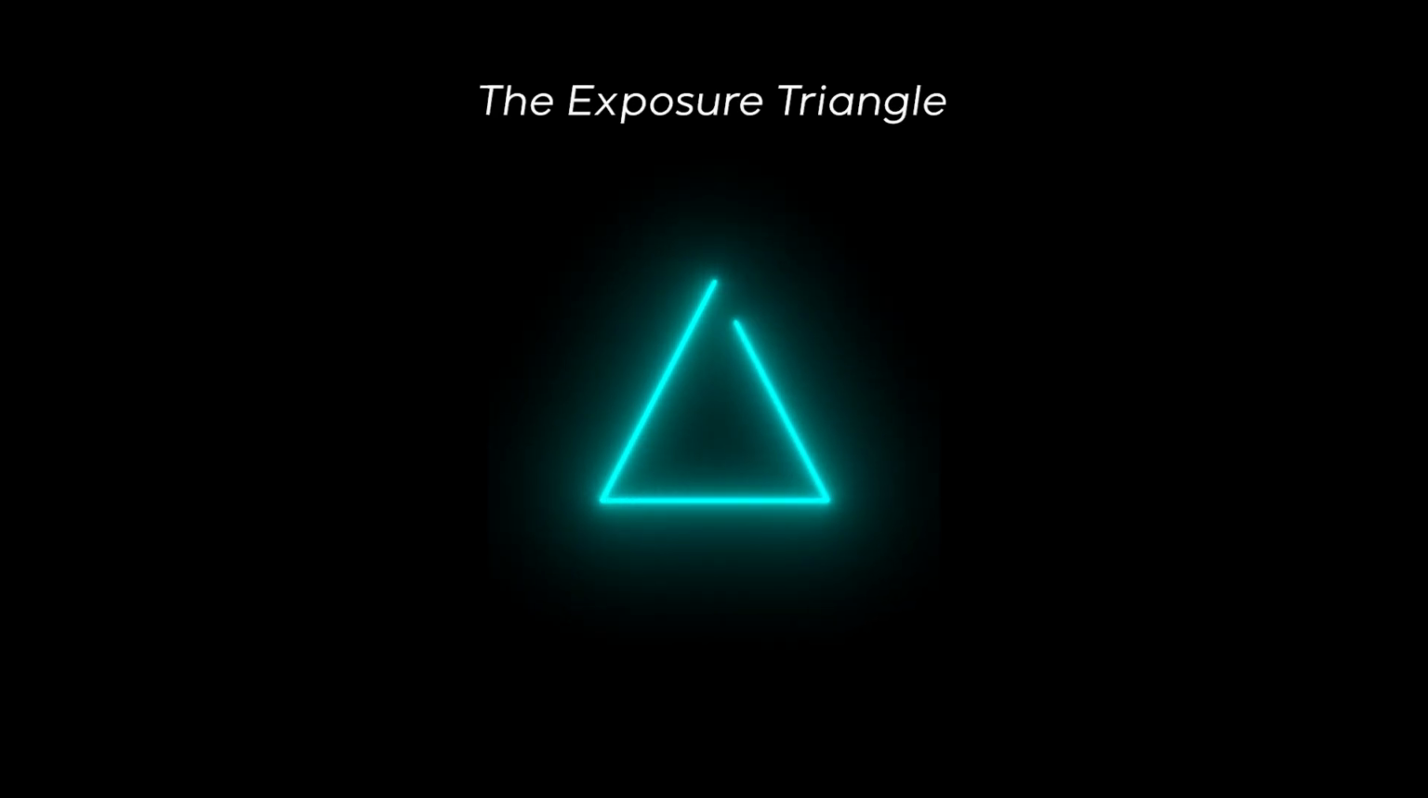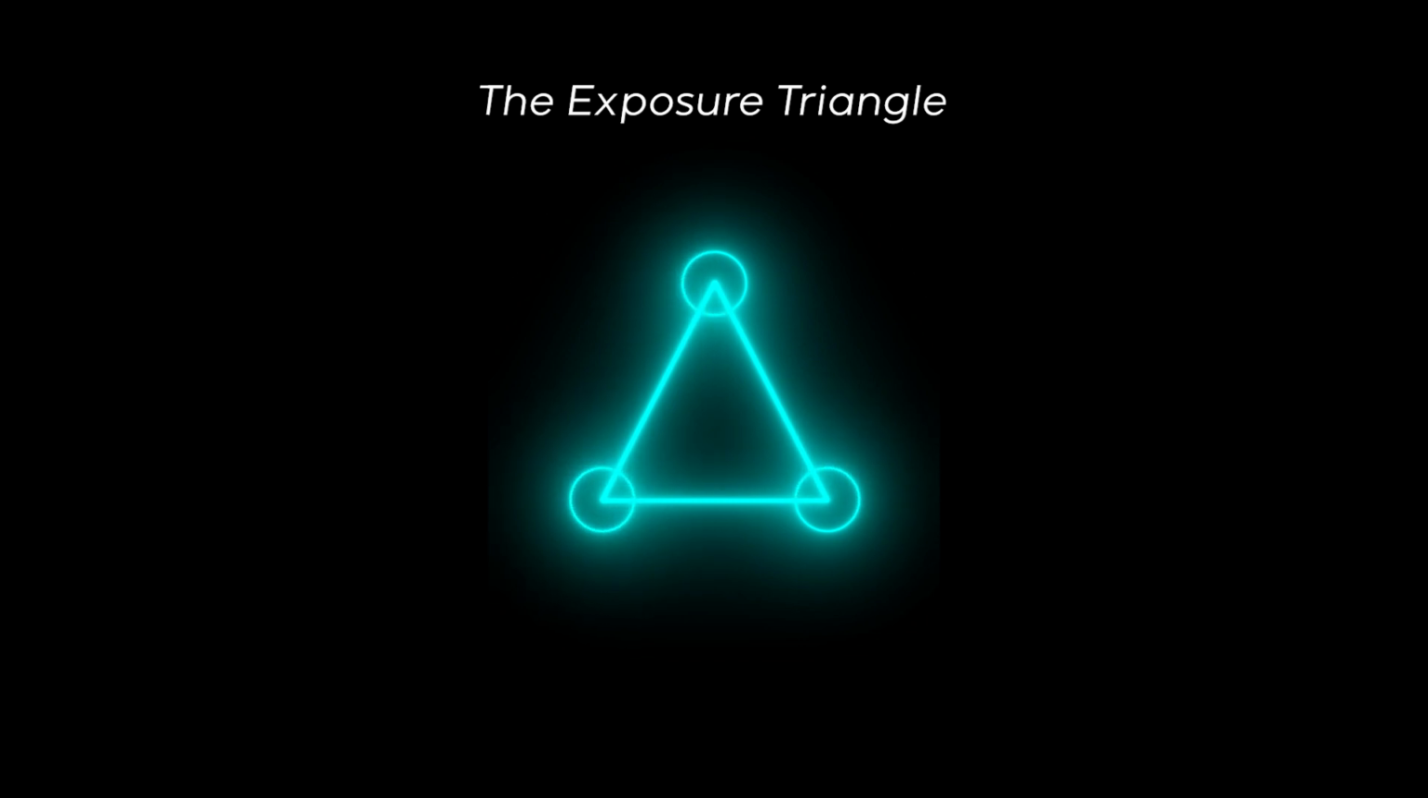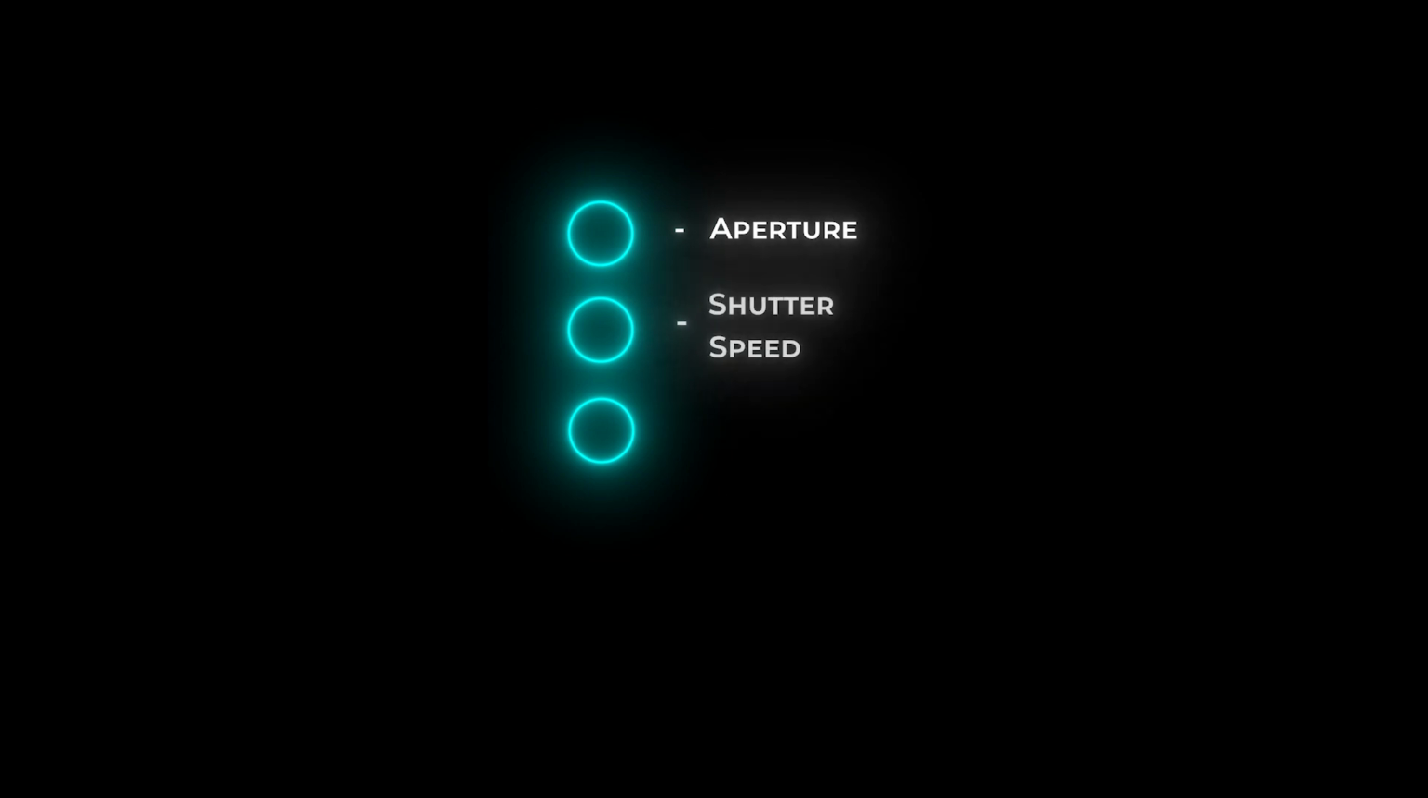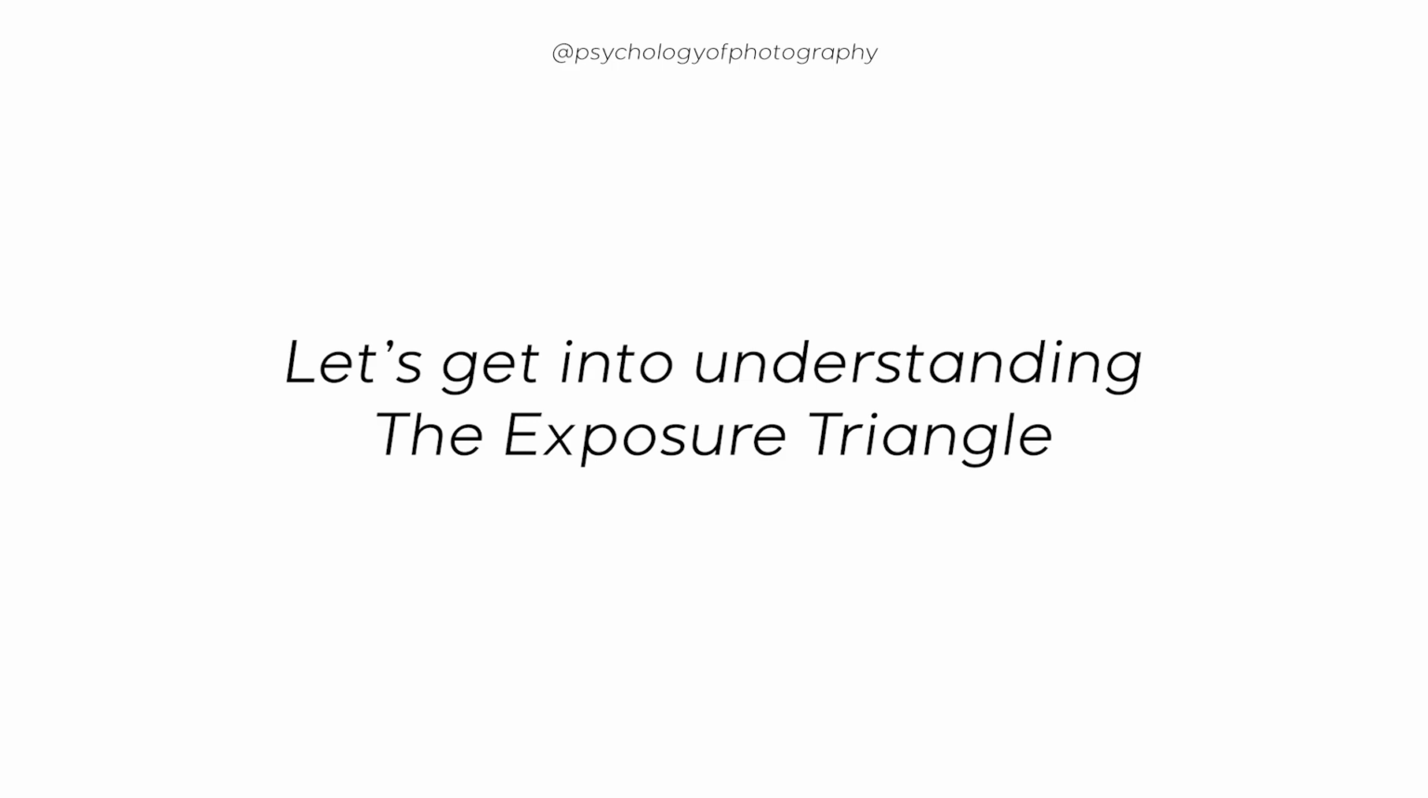The exposure triangle is the key to unlocking the full potential of your camera and capturing stunning images. In this video, we'll demystify the technical jargon and break down the three components of the exposure triangle: aperture, shutter speed, and ISO. Get your cameras ready, because by the end of this video, you will be a pro at mastering the perfect exposure. Alright, let's get into understanding the exposure triangle, and we start with ISO.